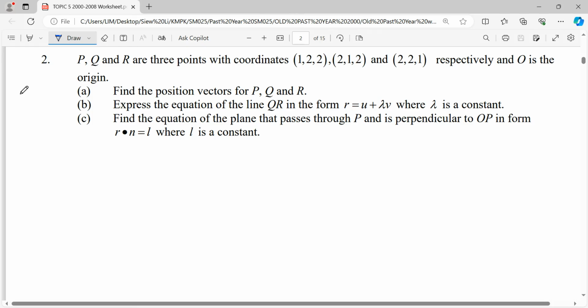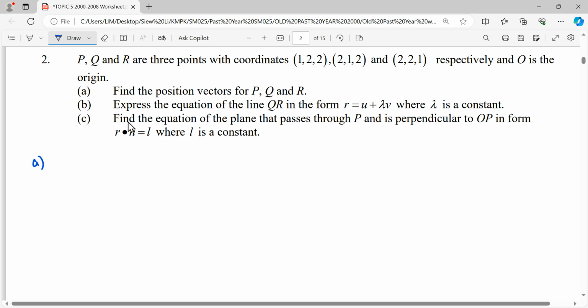Hi everyone, for this question, P, Q, and R are 3 points with coordinates (1, 2, 2), (2, 1, 2), and (2, 2, 1) respectively, and O is the origin. For the first question A, find the position vectors for P, Q, R.